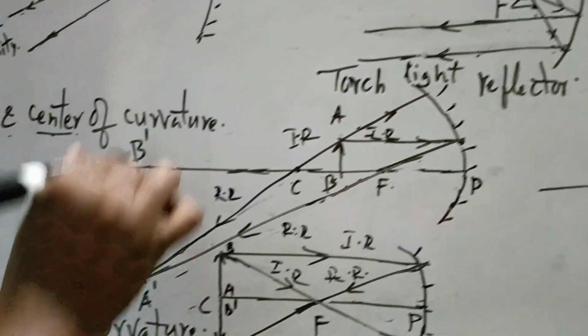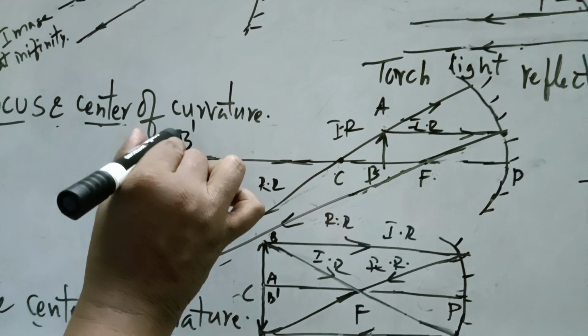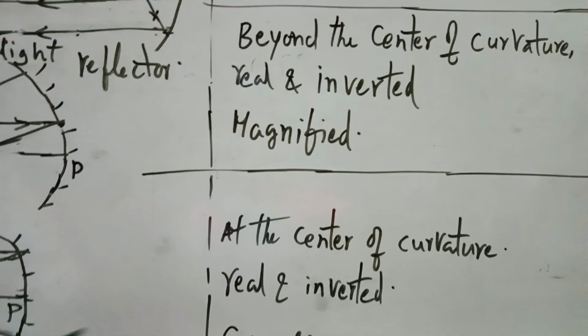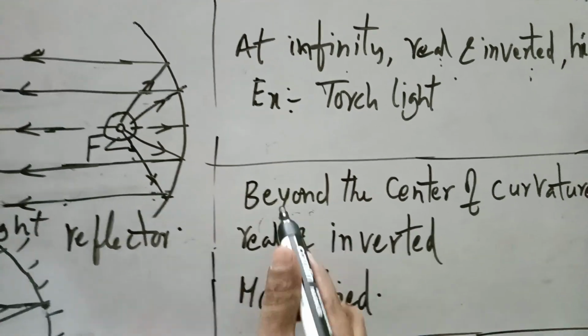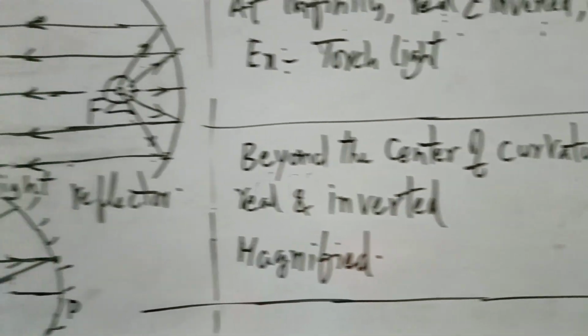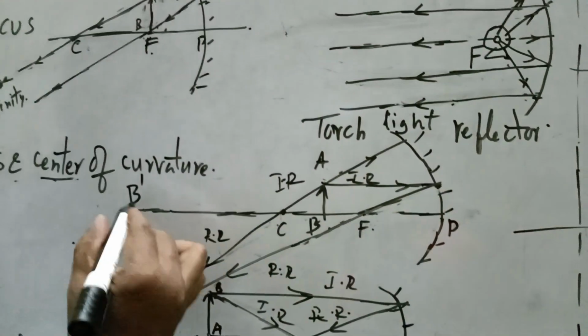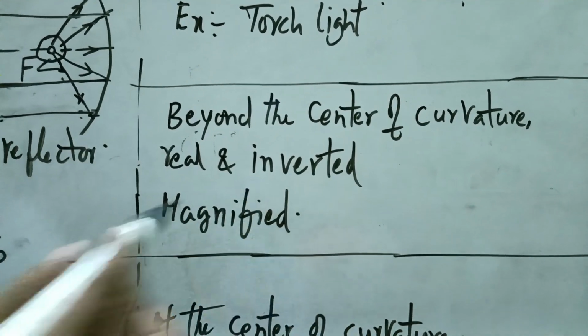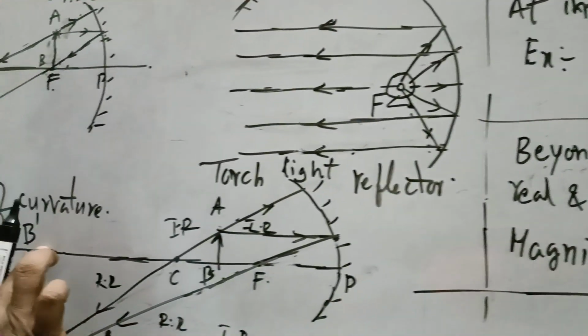Here we get the image A'B'. What type of image do we get? Suppose beyond the center of curvature, here we get the image beyond the center of curvature. This is beyond the center of curvature, and it is real and inverted.